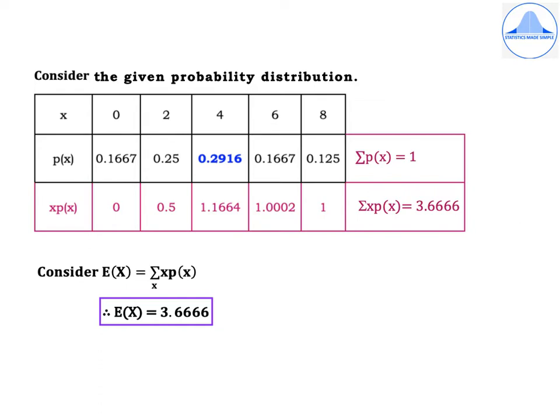Next, let us find out x p of x because we need to find out expectation of x. So x p of x values are 0, 0.5, 1.1664, 1.0002 and 1. So you get summation x p of x is equal to 3.6666. So let us now write the formula for expectation of x, which is equal to summation over x p of x. Therefore, E of x is equal to 3.6666.